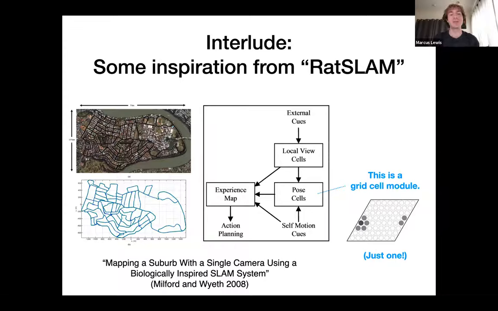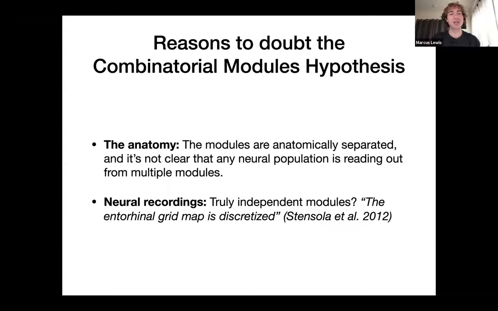So that, combined with some other reasons to doubt this combinatorial modules hypothesis, the idea that multiple grid cell modules create these unique location codes. There are reasons to doubt this hypothesis. For example, the anatomy: the modules are anatomically separated. The various scales of the grids don't occur next to each other. And it's not clear any neural population reads out from multiple modules. And second, the paper that coined the term grid cell module really came to the conclusion that they're truly independent. That was a little bit of a controversial claim. Not everyone believes it, but they do have some evidence supporting the idea that they're truly independent, that they don't really work closely together.